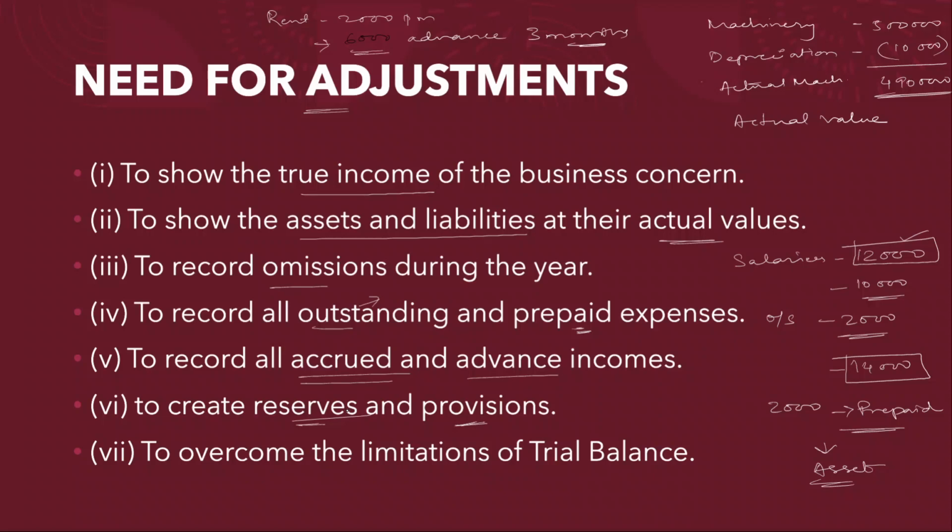So in order to know the actual income, the actual retained earnings, we need to do proper adjustments, so that we are able to know the actual amount of income and can properly plan our reserves and provisions. Now the last point is to overcome the limitations of the trial balance. There are some limitations of the trial balance. Suppose closing stock is not reflected in the trial balance, but in the trading account and balance sheet we can enter this closing stock and get the actual figure of our profit and loss.